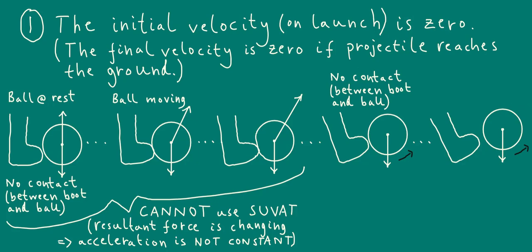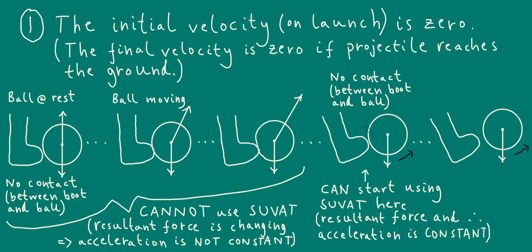And this is great because precisely at this moment, where the boot and ball are no longer in contact with each other, this is the moment where we can start using the SUVAT equations. That's because from this moment onwards, until it hits the ground, which we'll discuss in a moment, the resultant force, which is just the weight of the ball, is unchanging, that's constant, and that means that the acceleration of the ball is also constant. The acceleration of the ball is just the acceleration due to gravity.